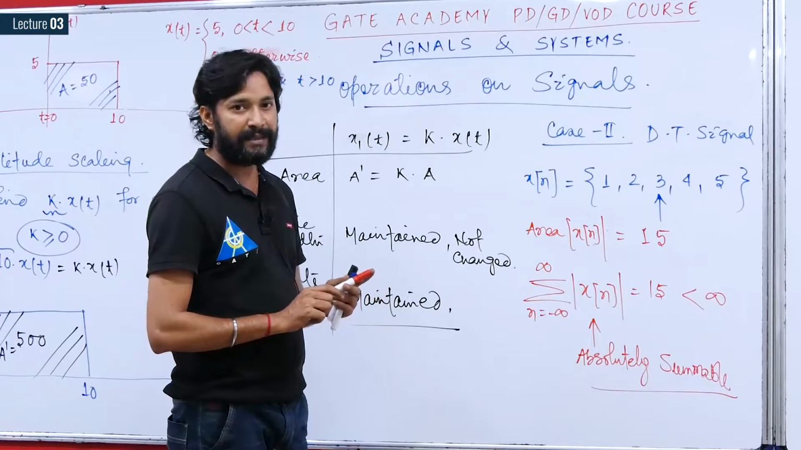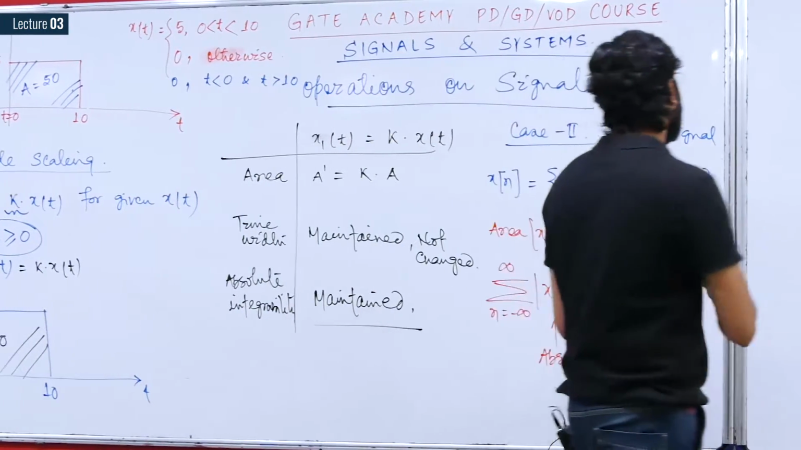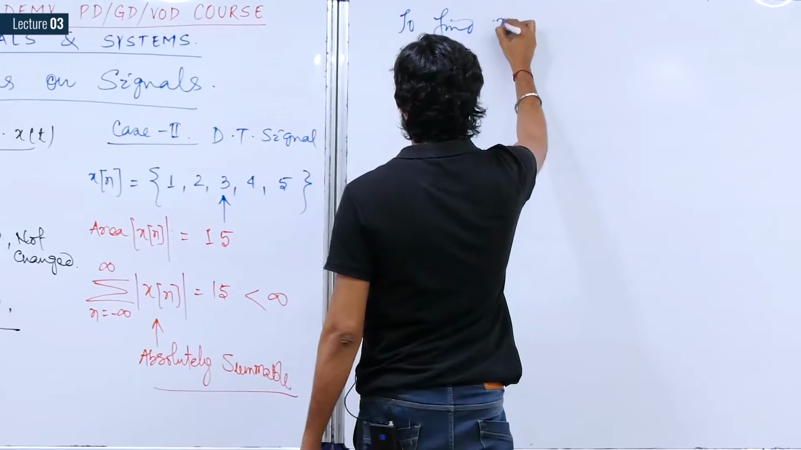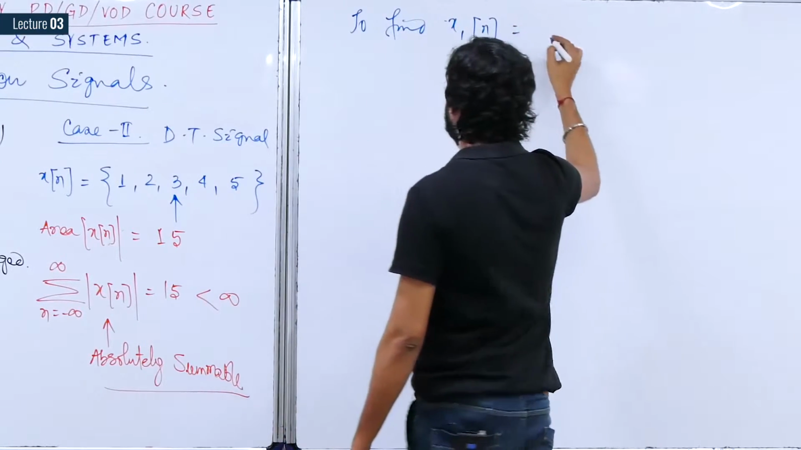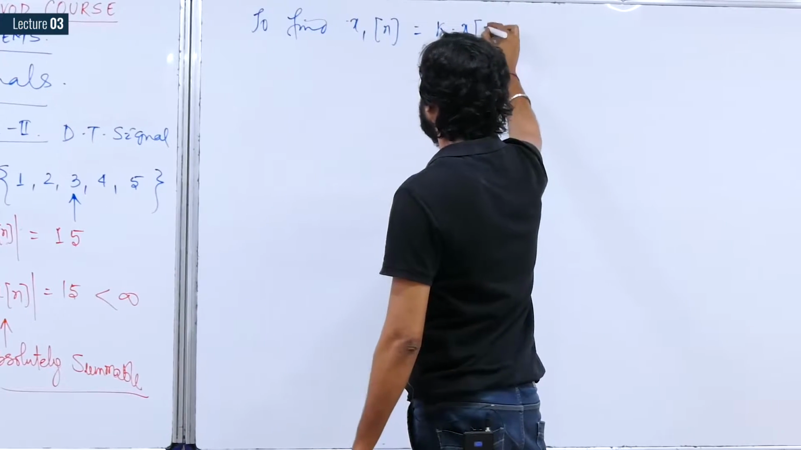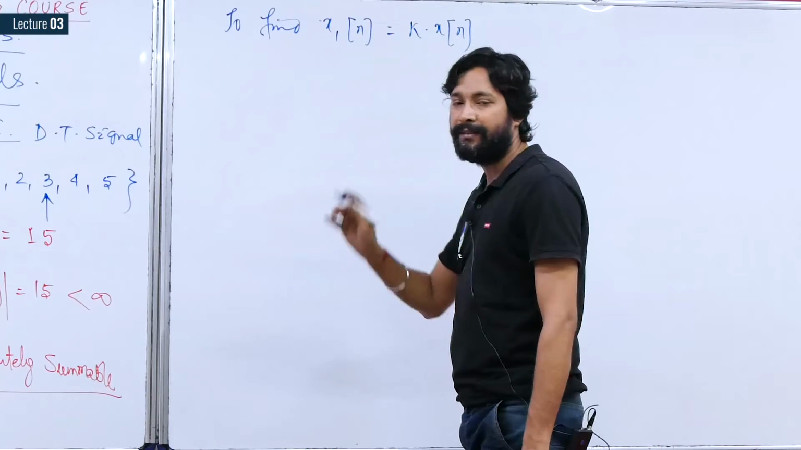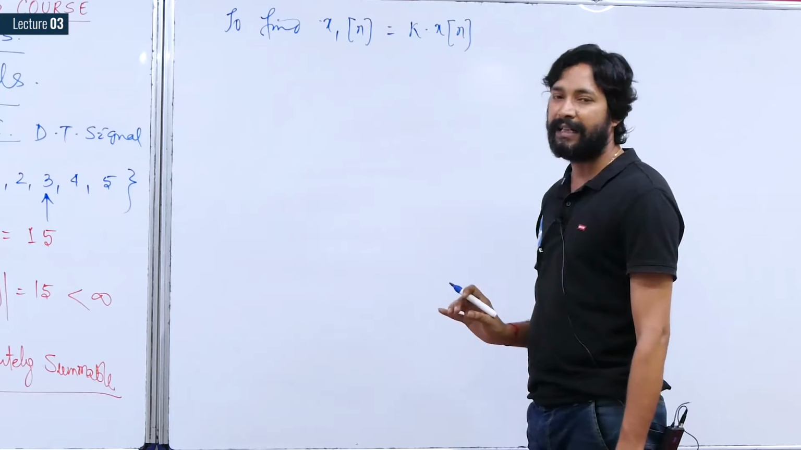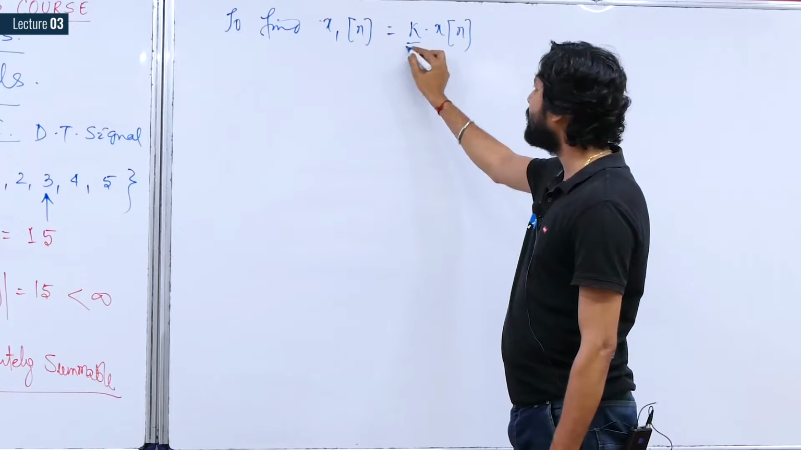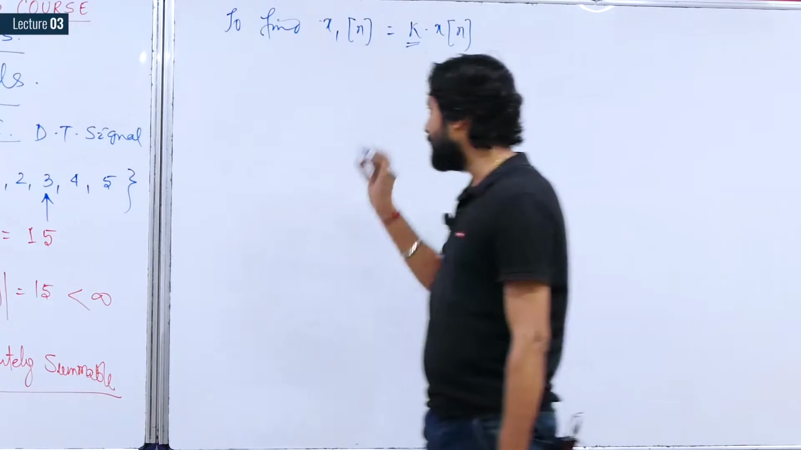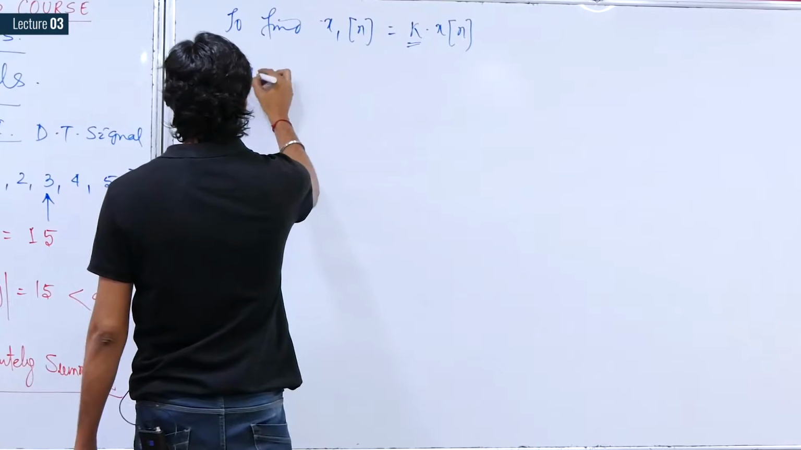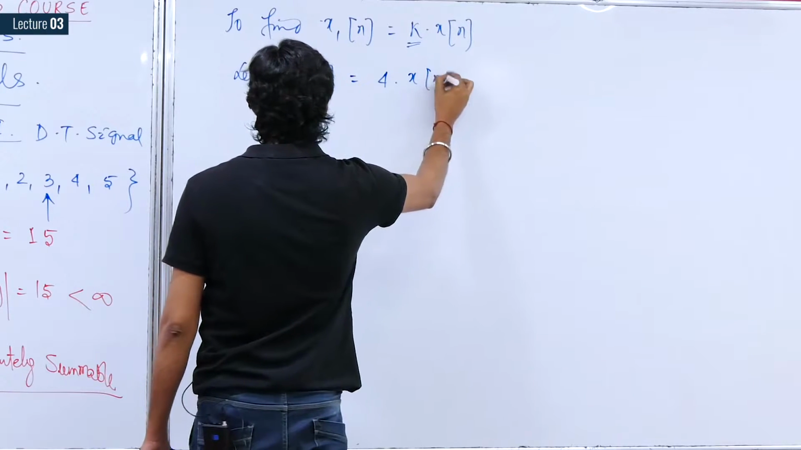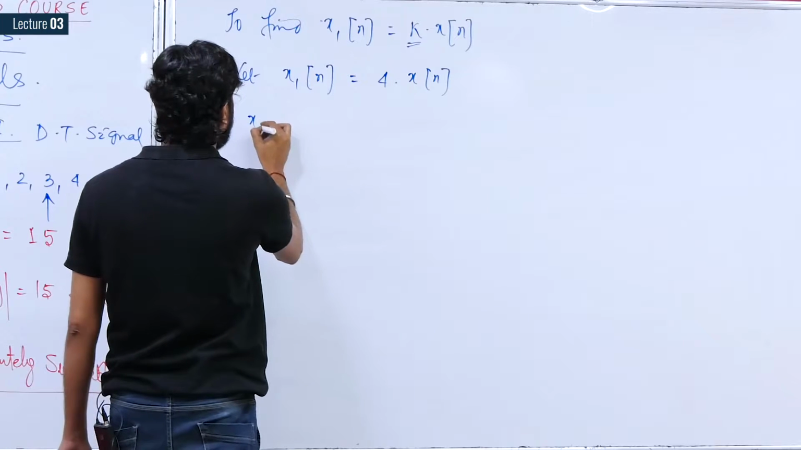of continuous time signals. If we have to find another signal x1 of n which is related to x of n as k times x of n, then what we have to do is just multiply all the sample values of x of n by this constant factor k, right. So, let x1 of n be 4 times x of n. Then what will be the values of x1 of n?